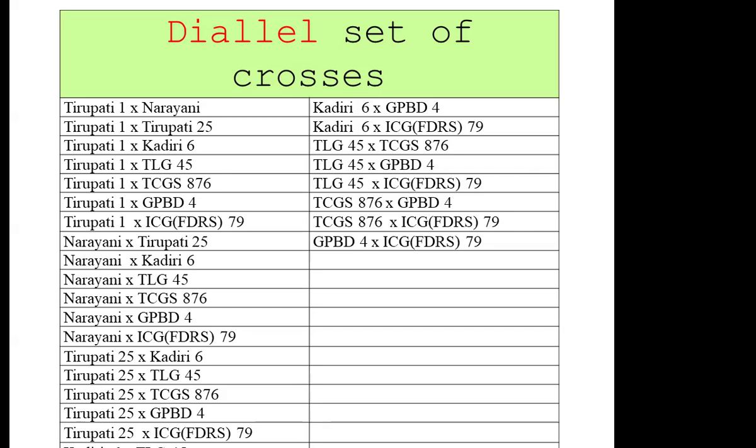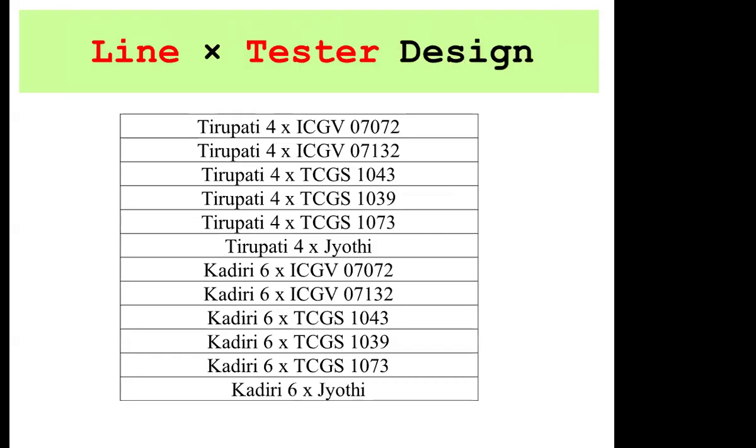Narayani, like that, Tirupati 1, Kadri 6. They may not be that desirable crosses in the pattern we get, but some information will be gained through this diallel set of crosses. Next slide, please. This is line into tester here.